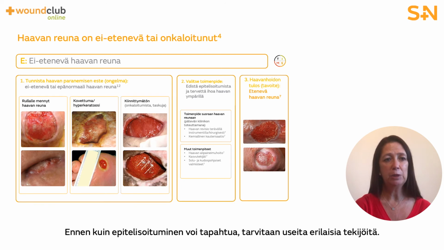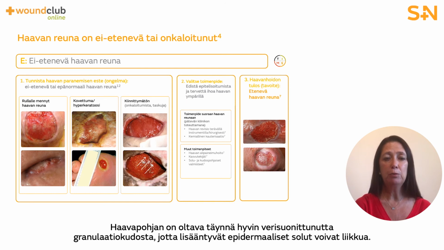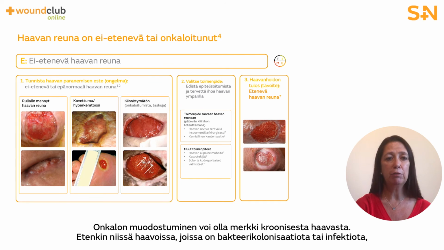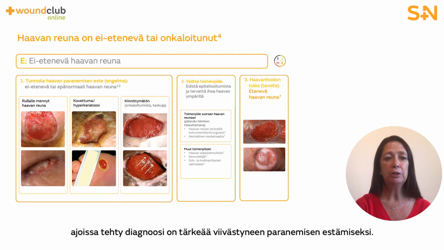There are many factors which need to be present in order for epithelialisation to take place. The wound bed must be full of well-vascularised granulation tissue in order for the proliferating epidermal cells to migrate. Undermining or rolling of a wound edge can also influence the ability of the wound to heal. Undermining can be indicative of a chronic wound, and in particular those wounds that are colonised with bacteria or infected. It is important that these wounds are diagnosed in a timely fashion in order to prevent delayed healing.